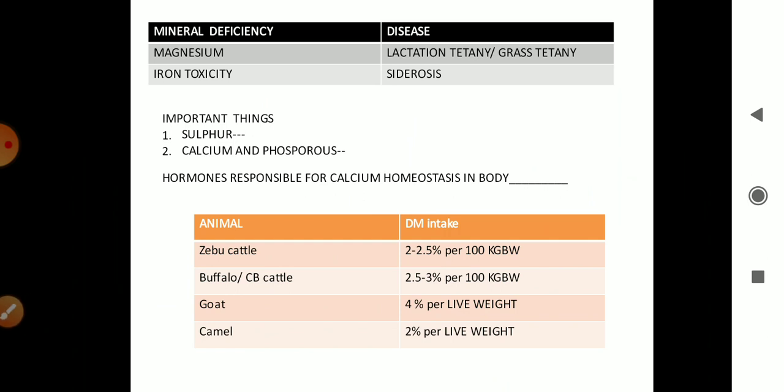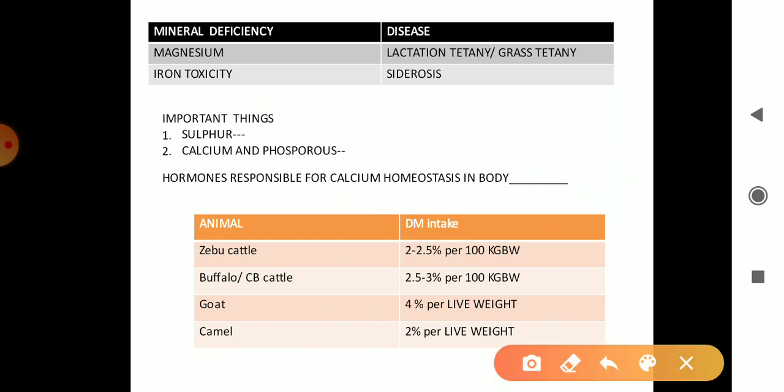Coming to the next question, some animals are there. Sometimes the examiners ask the dry matter intake of the animal according to the body weight. So the Zebu cattle, means this indigenous cattle, they take 2 to 2.5% per 100 kg body weight. In case of buffalo and the crossbred cattle, it is 2.5 to 3% per 100 kg body weight.